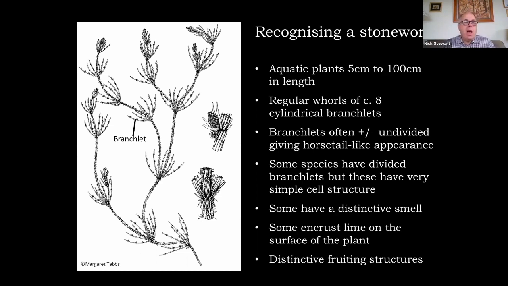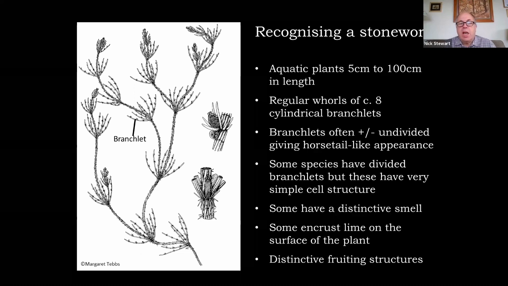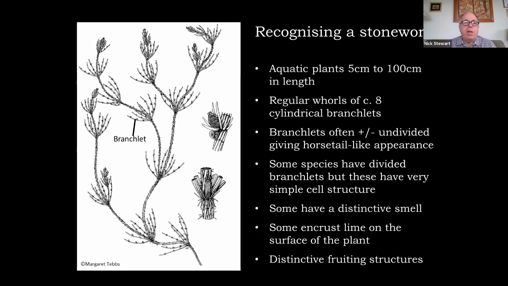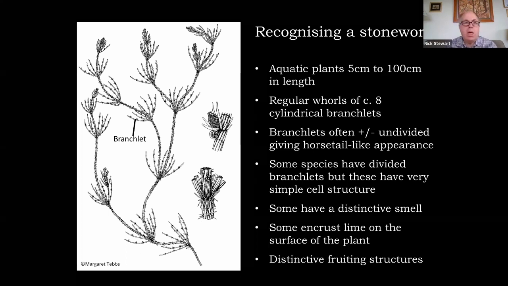Some of them encrust lime on the surface, and that's the origin of the name stonewort, because that gives them a crunchy texture with the calcium carbonate that's built up on the surface. But one thing that's consistent between them all are these distinctive fruiting structures, which I will go into in a little while.